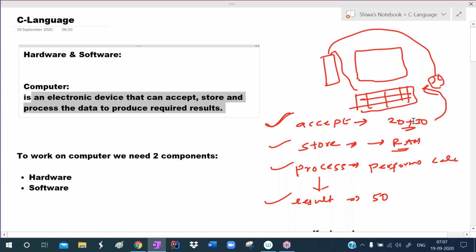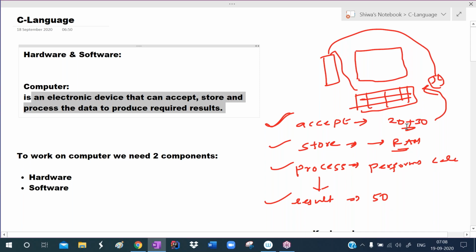Now when we enter the data, it goes to the RAM. There the data will be stored, and after that a calculation is performed. The processor performs the calculation. The processor has an ALU and a CU: the arithmetic logical unit and the control unit. The arithmetic logical unit performs the calculation and gives the result as 50. So 50 is the output to us. 20 plus 30 is the input, and in between input and output, the computer is performing the process. So the computer works on the IPO formula: I stands for input, P stands for process, O stands for output.